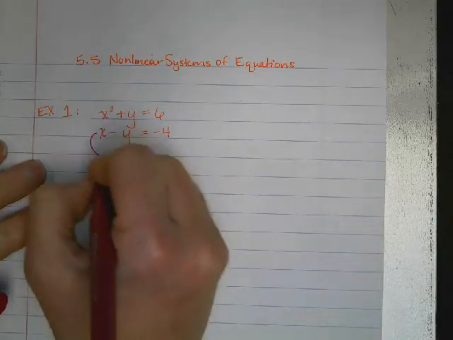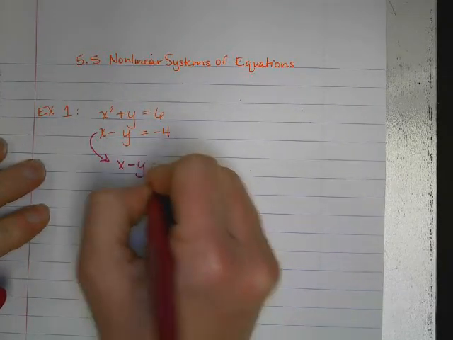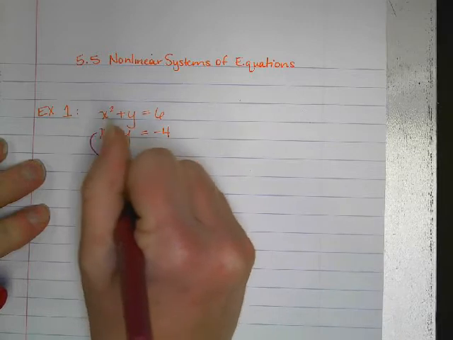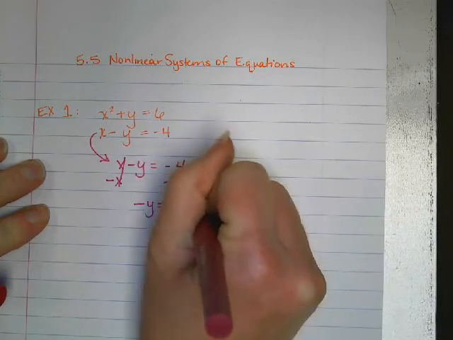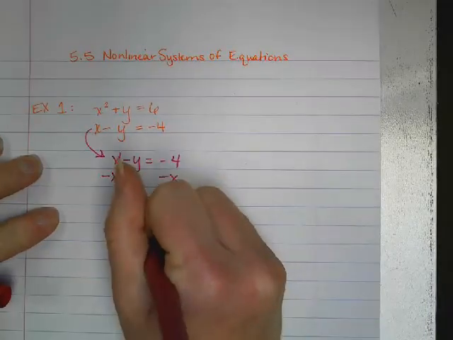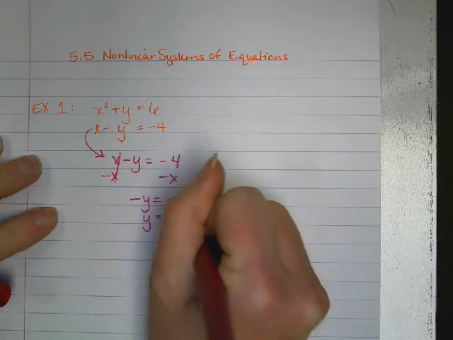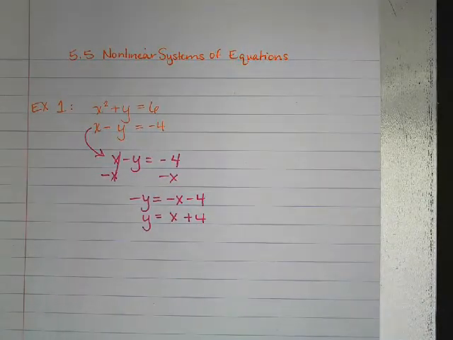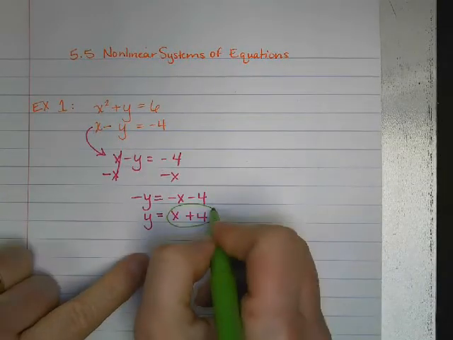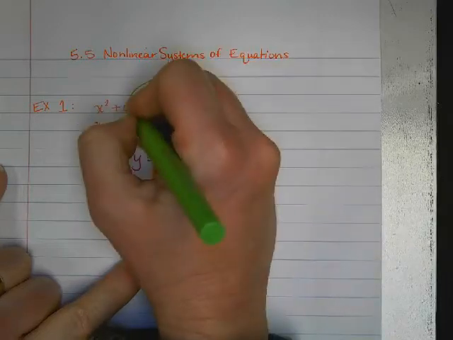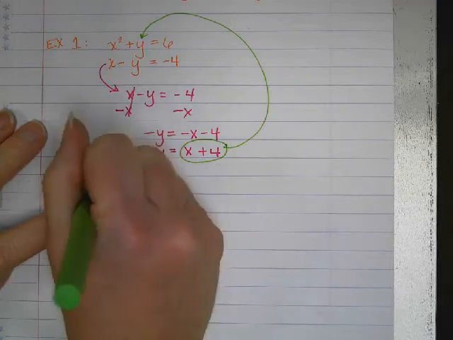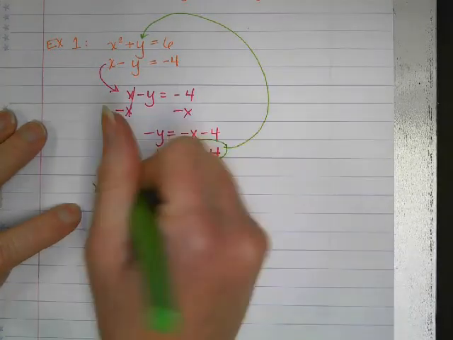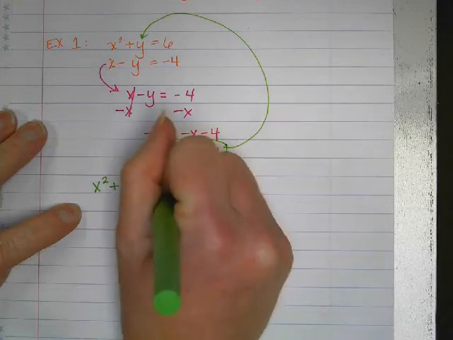I'm going to subtract x from both sides, and that gives me negative y equals negative x minus 4, and I need it for y, so I'm just going to switch the signs on everything. y is x plus 4. All right, now I'm going to do substitution, and I'm going to take x plus 4 and plug it back into the top equation for y. So now I have x squared plus, and instead of y, x plus 4 equals 6.